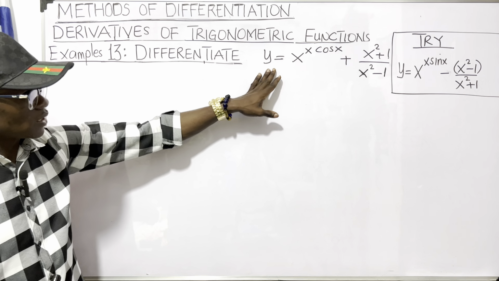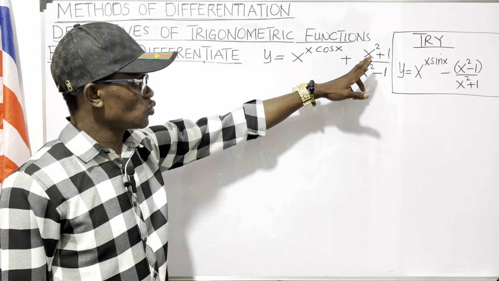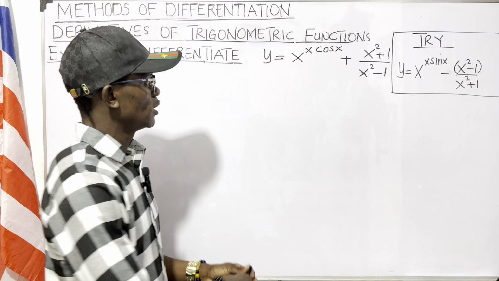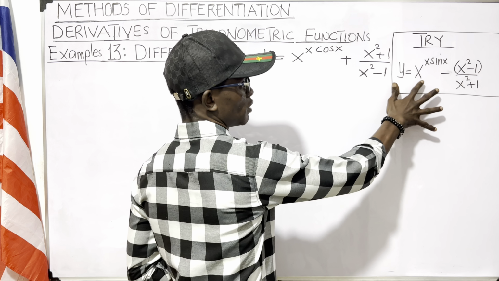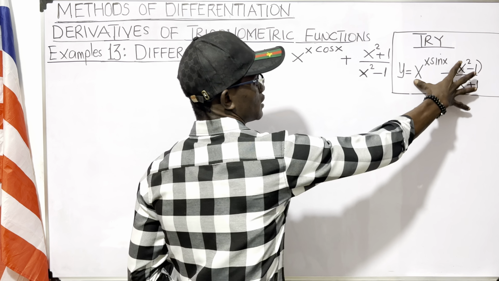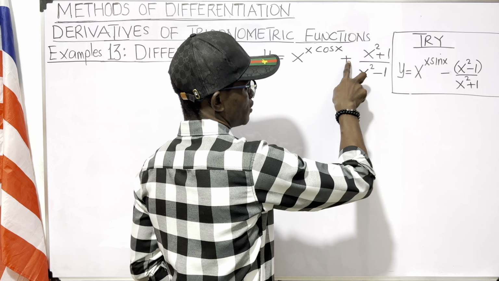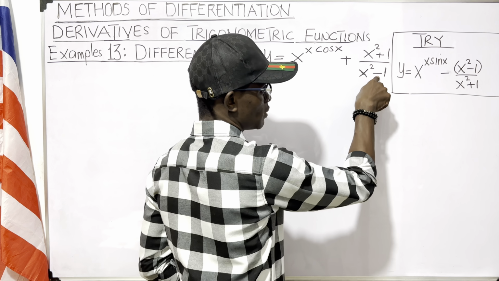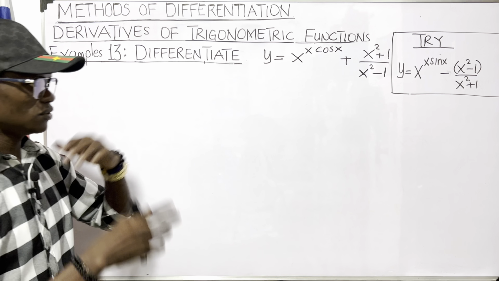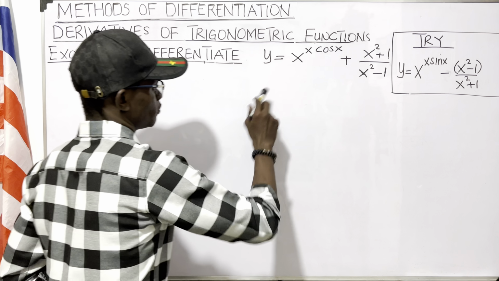This is question number 13: y equals x raised to the power x cos x, plus x squared plus 1 divided by x squared minus 1. Once we are done solving this problem, you can practice this one, because it is just similar to this. This x cos x, I just change this cos x to sine x. Now this sign I change to minus, and then this I change to minus, and I also replace this with plus. That's all, just interchanging some of them. Now let's look at the first problem.